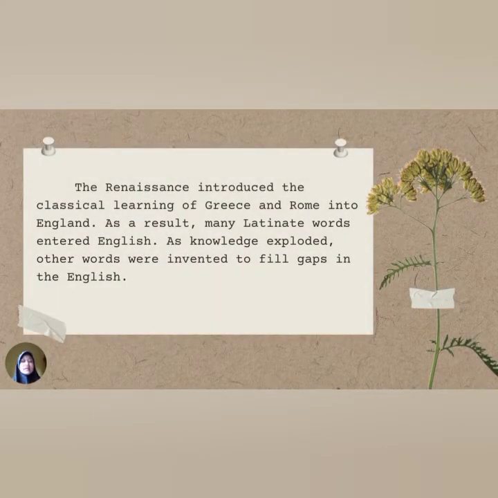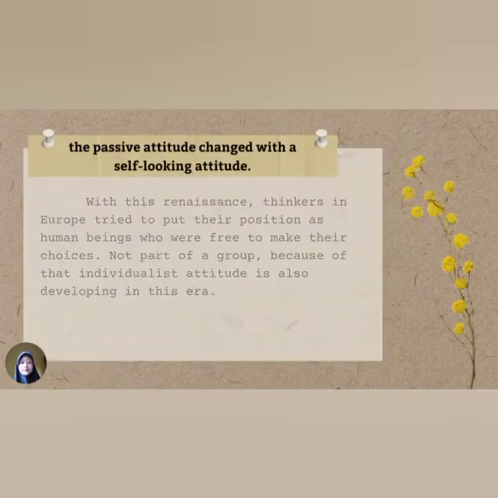The Renaissance introduced the classical learning of Greece and Rome into England. As a result, many Latinate words entered English. As knowledge exploded, other words were invented to fill gaps in the English.